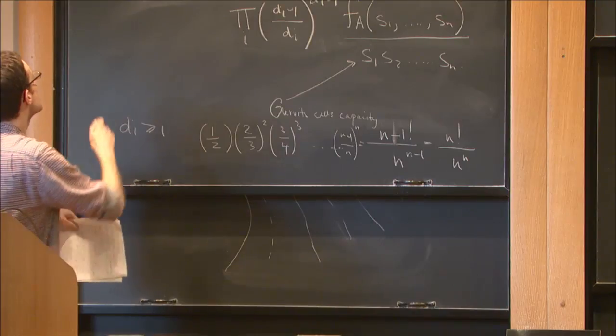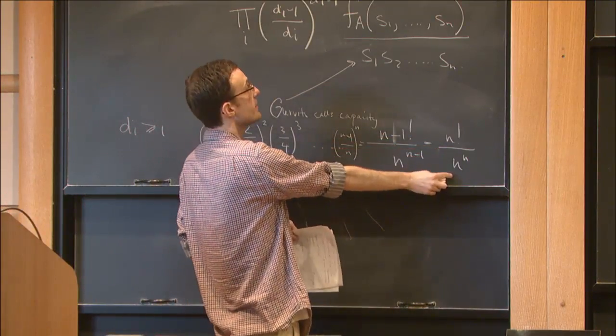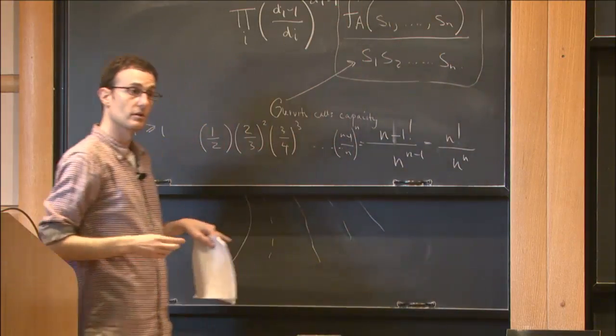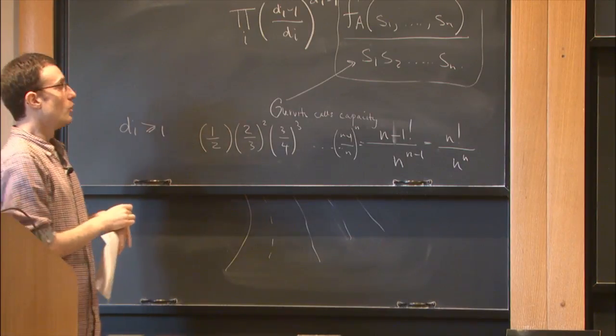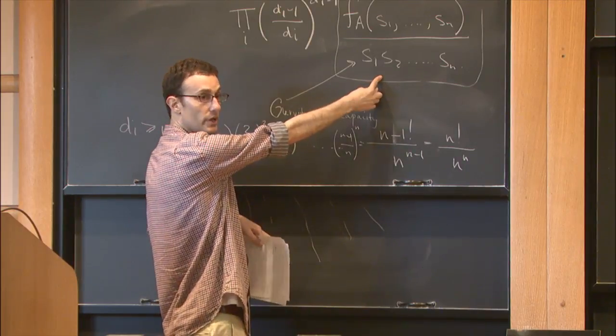Right? So what I've shown is that the permanent of A has to be greater than or equal to n factorial over n to the n times whatever the minimum value of this thing is. And so now we want to show that the minimum value of this thing is at least 1.